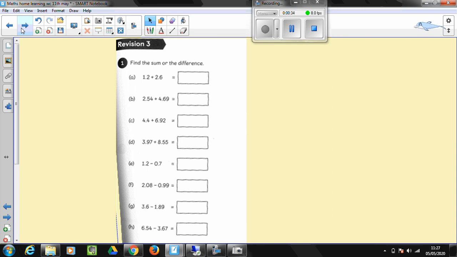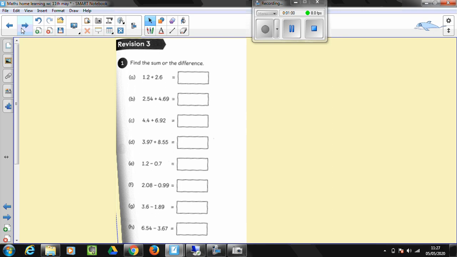1.2 add 2.6 equals. 2.54 add 4.69 equals. 4.4 add 6.92 equals. 3.97 add 8.55 equals.